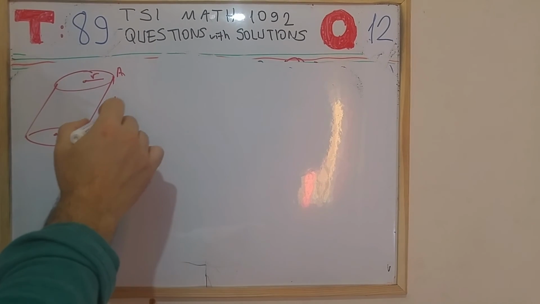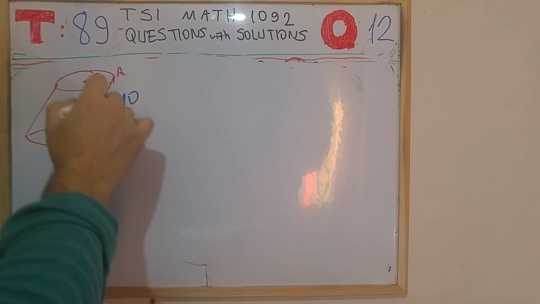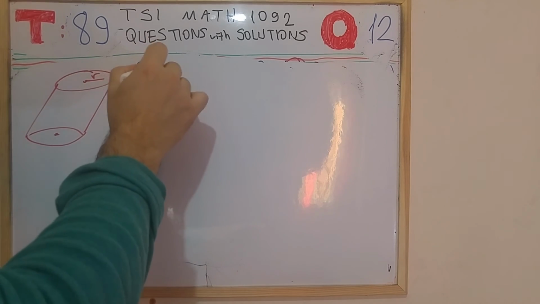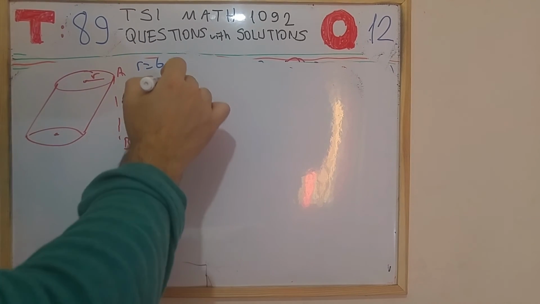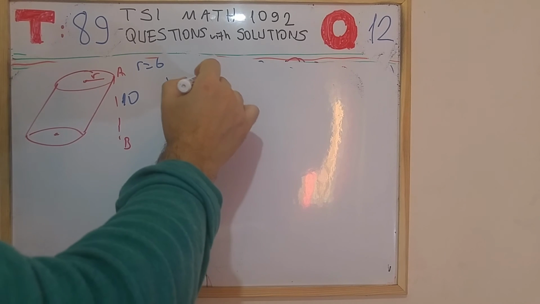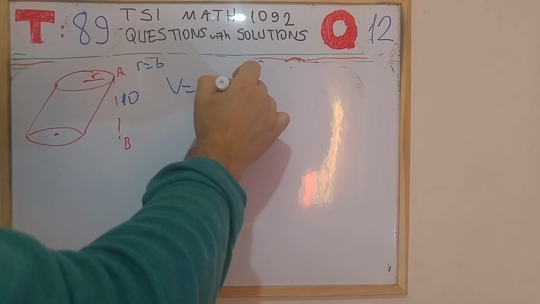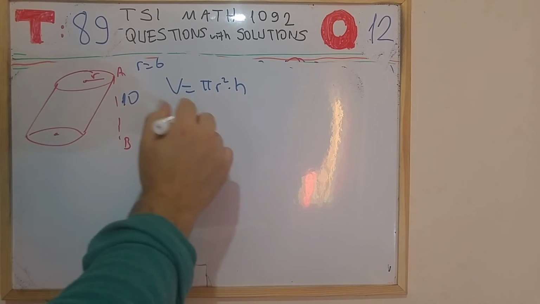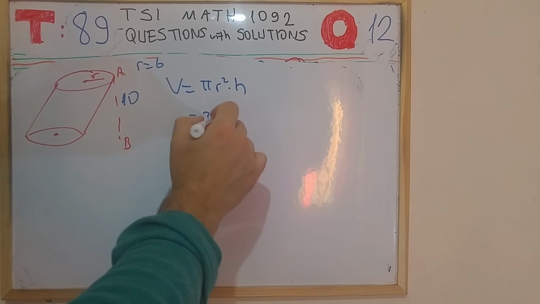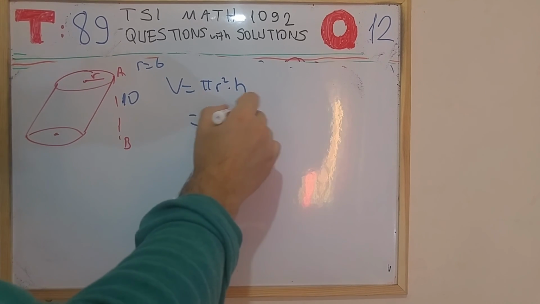I know the height is equal to 10 and the radius is equal to 6. So what I need to do is just to calculate the volume. That is equal to pi times r squared times h, which is equal to, the radius is 6, so it's 36 times 10 pi.